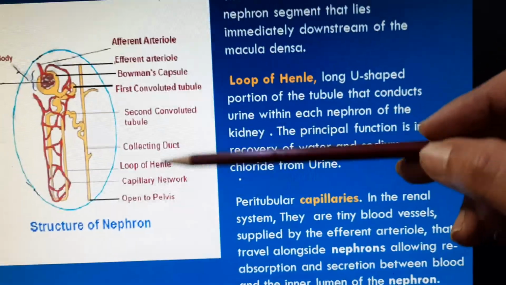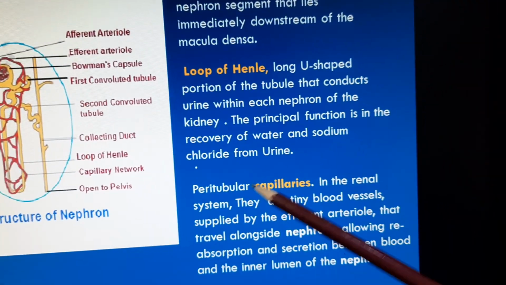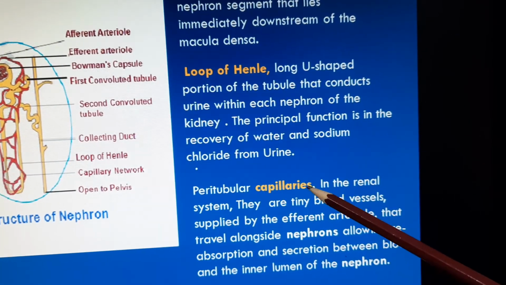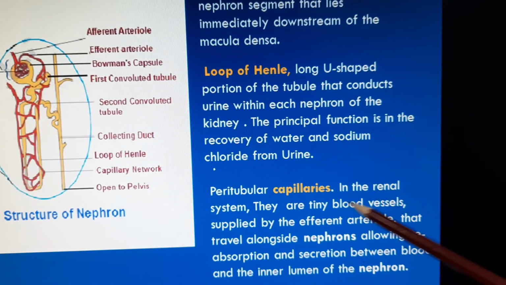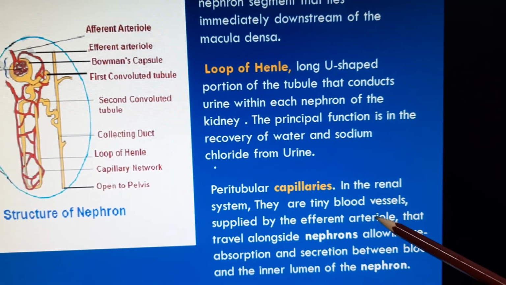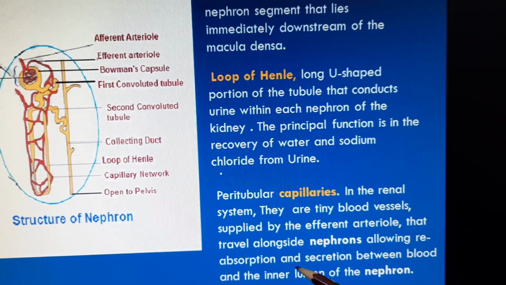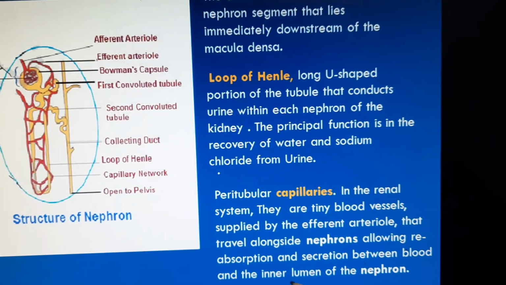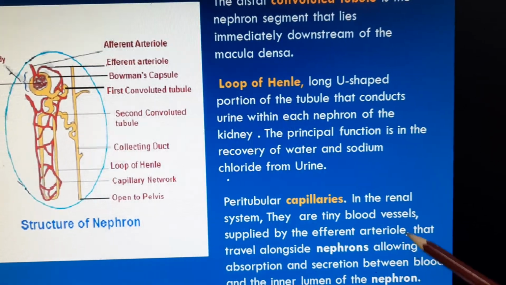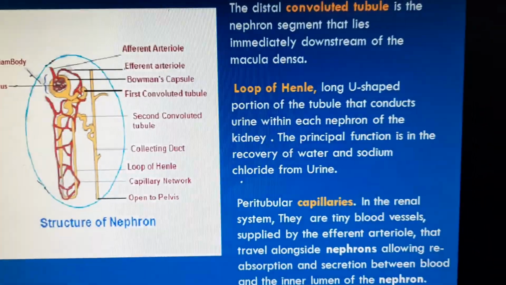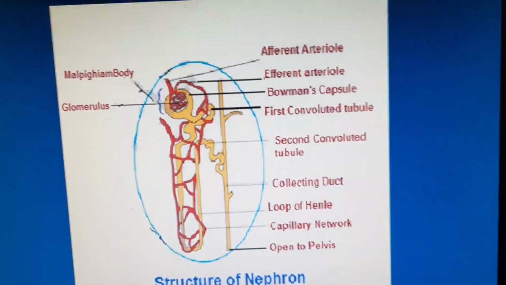And then we see the capillary network. These are known as peritubular capillaries in the renal system. They are tiny blood vessels supplied by the efferent arteriole that travel alongside nephrons and allow reabsorption and secretion between the blood and the inner lumen of the nephron. So with this, I think we are clear with most of the things.